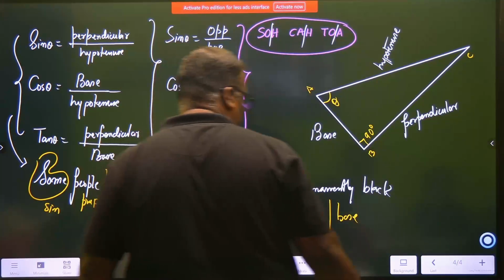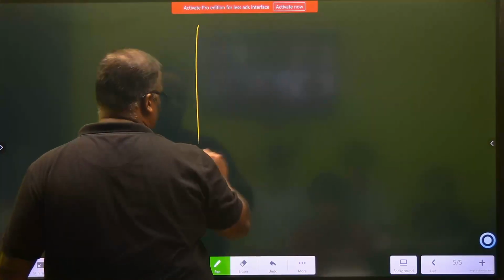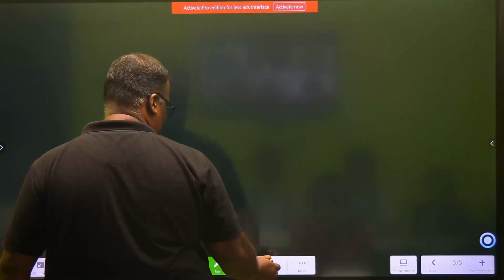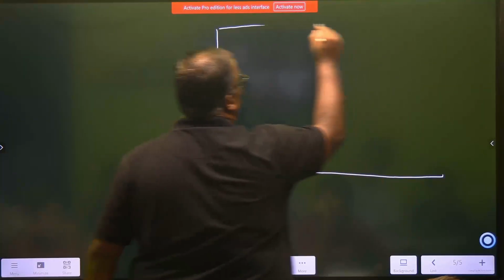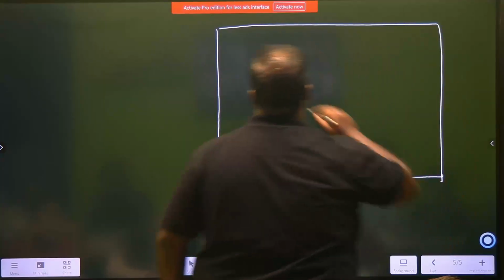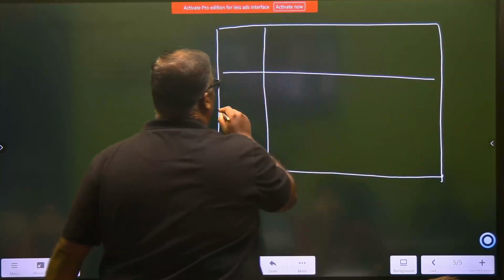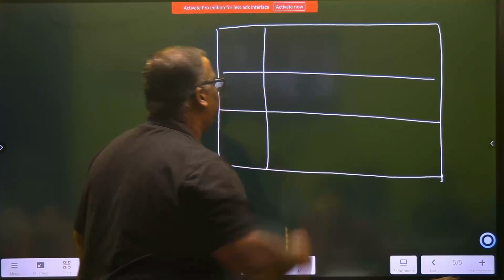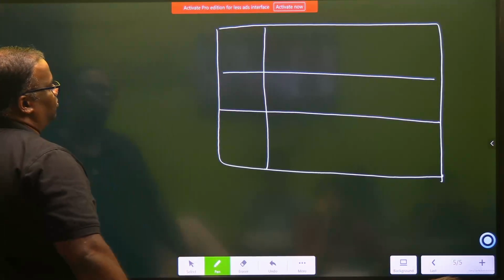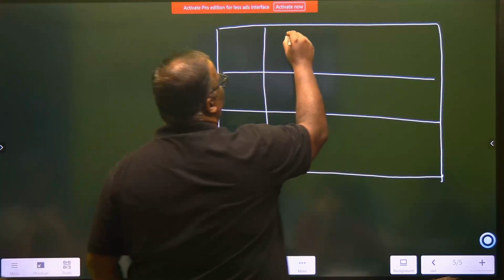And there is one third way also to remember it. And this used to be in our vernacular medium, like in Hindi schools. It used to be like this.